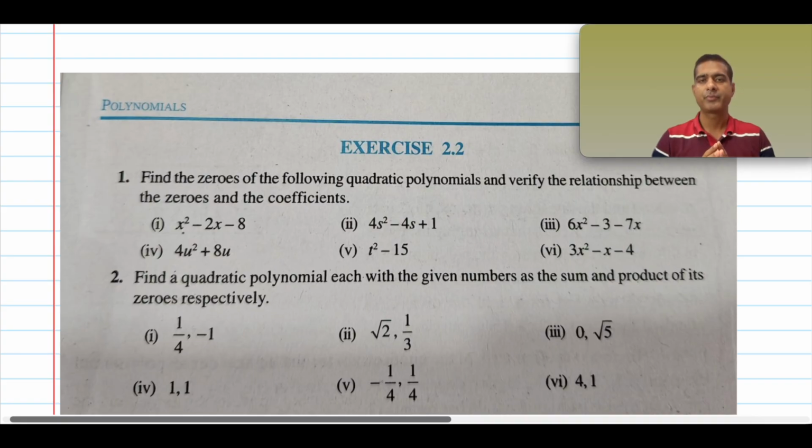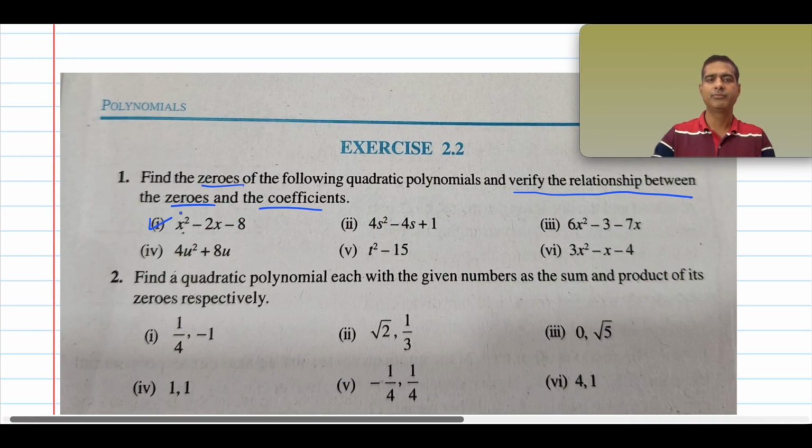So now we have studied all the concepts required for solving exercise 2.2. So let us start solving questions from exercise 2.2. Let us try the first question. Find the zeros of the following quadratic polynomials and verify the relationship between the zeros and the coefficients. So we have to first find the zeros of the quadratic polynomials, and then verify the relationship between the zeros and the coefficients.